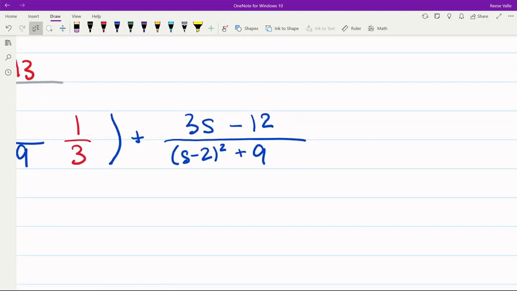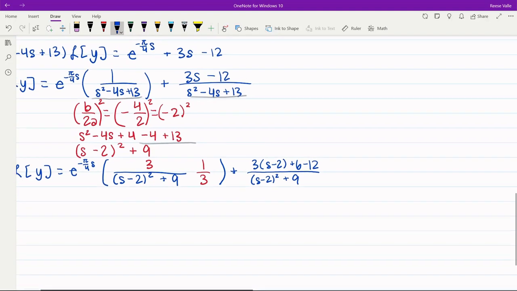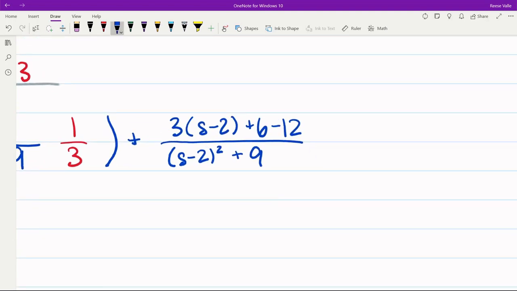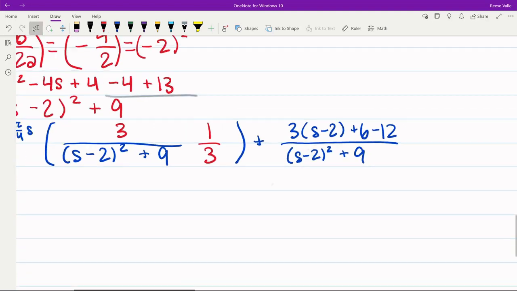And so for this side, you can make it cosine if you just do 3 times s minus 2, and then it's going to be plus 6 minus 12. Is that what I had before? Okay, because if you distribute this, 3 times negative 2 is negative 6, and if you add 6, it's just going to be 3s minus 12. So you're all set up there.